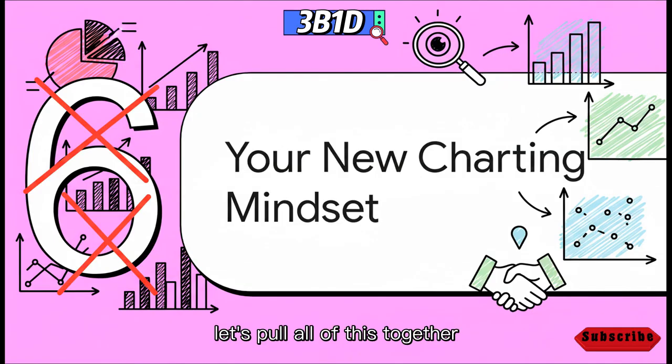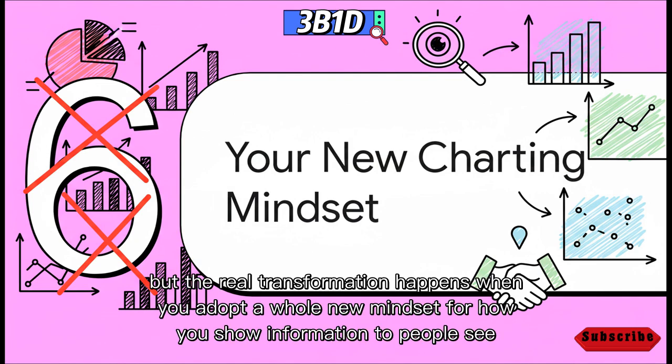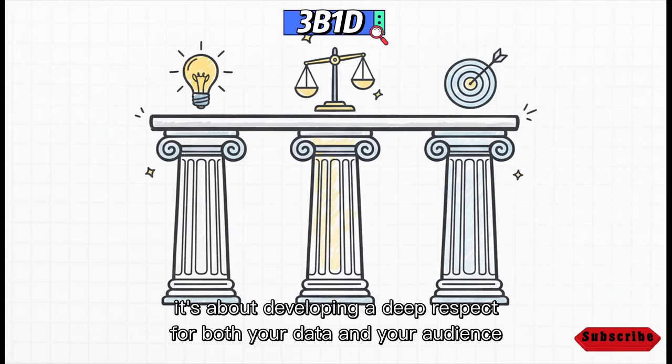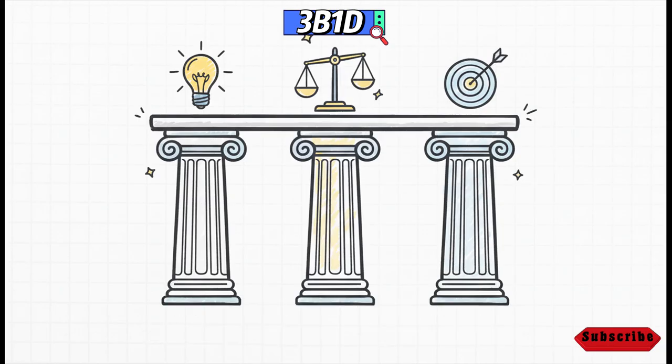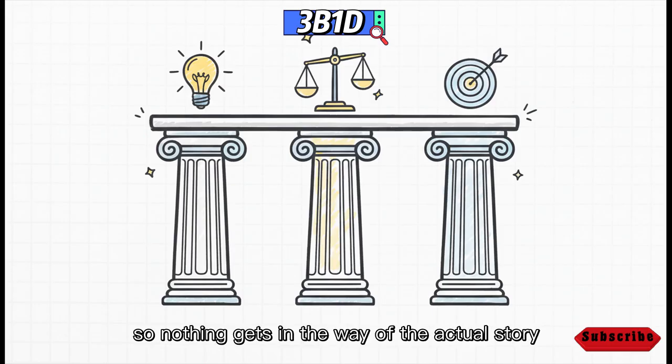Okay, let's pull all of this together. Because following a list of rules is a great start. But the real transformation happens when you adopt a whole new mindset for how you show information to people. See, this isn't about memorizing do's and don'ts. It's about developing a deep respect for both your data and your audience. It's a mindset built on 3 pillars: clarity, so people understand you; integrity, so people trust you; and simplicity, so nothing gets in the way of the actual story.